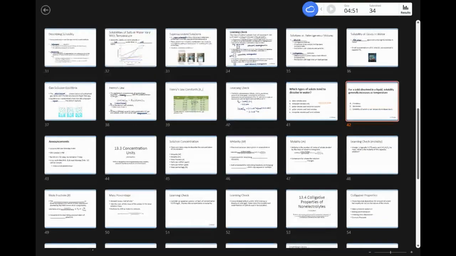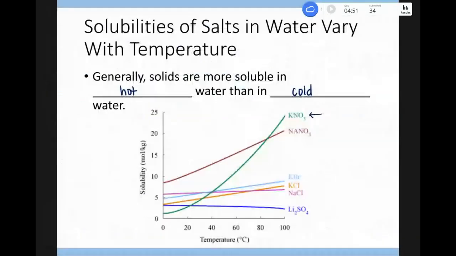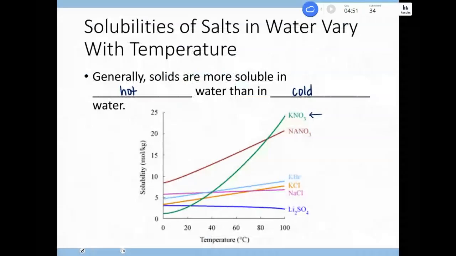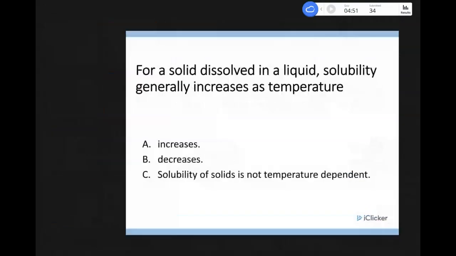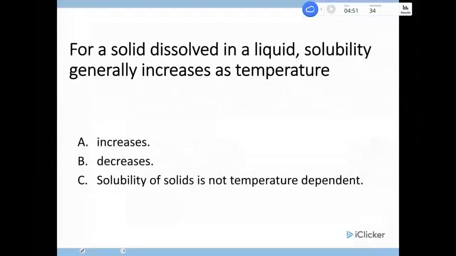We also had this graph here that shows that for most of the solids here, with one exception, for most of the solids, solubility, which is the y-axis, increases as temperature increases. So that's the general trend. Yes, there are some exceptions, but we will focus on the trend here. So solubility of a solid dissolved in the liquid generally increases as temperature also increases.